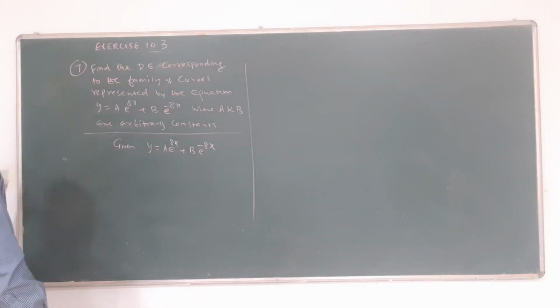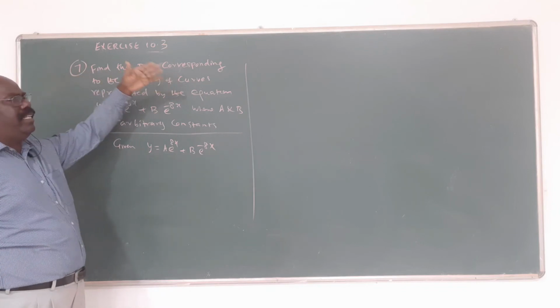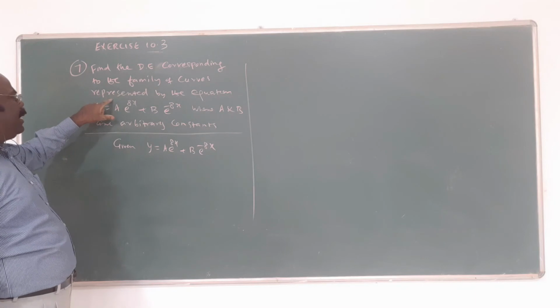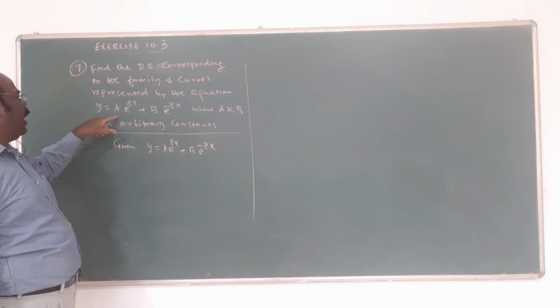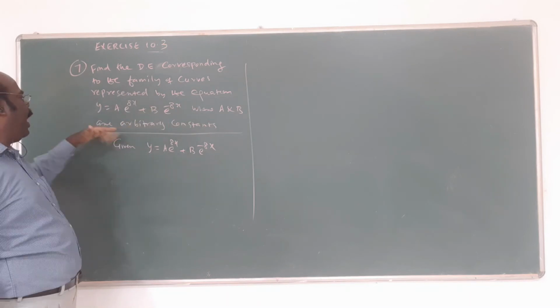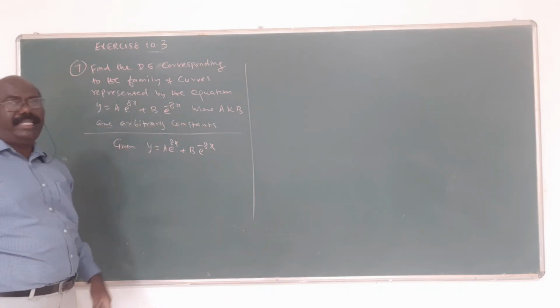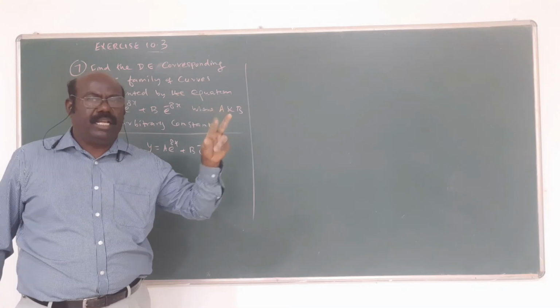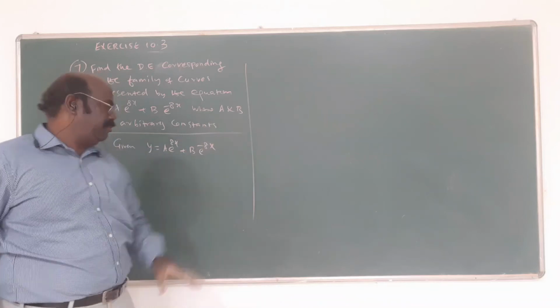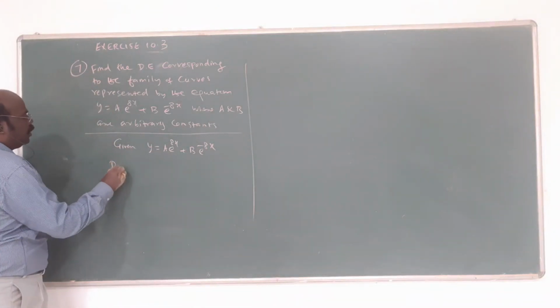Seventh question. Find the differential equation corresponding to the family of curves represented by the equation y equals a e^(8x) plus b e^(-8x), where a and b are arbitrary constants. For two constants, we differentiate two times and then eliminate a and b. That is the answer.